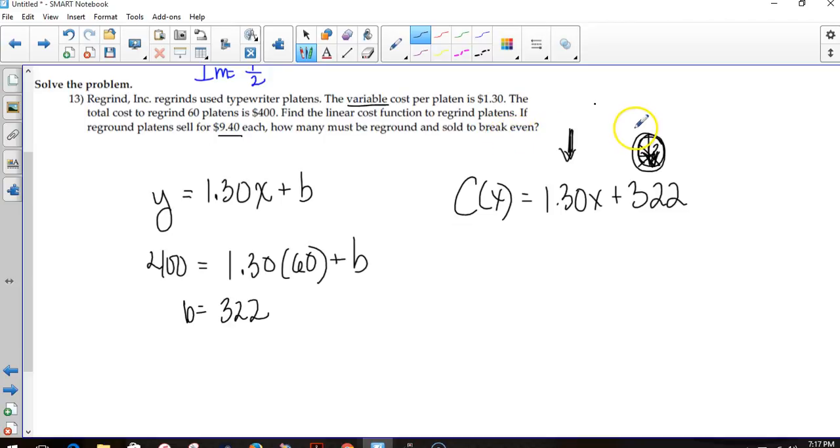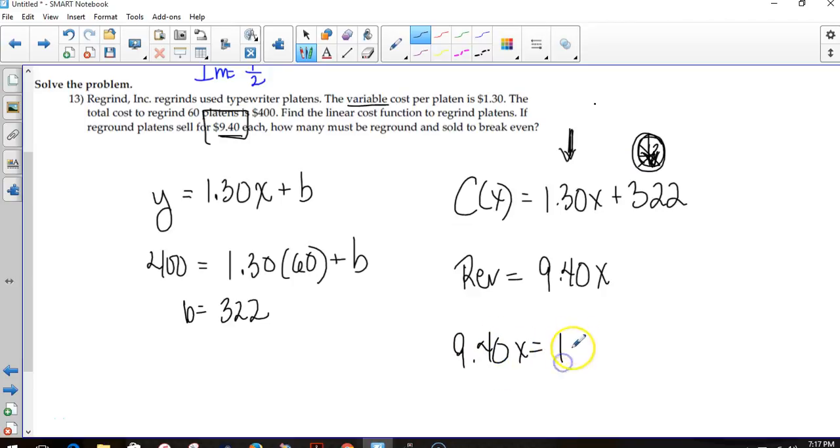So let's say you go into business and then you decide you have to get out. How many platens would I have to regrind and sell for $9.40 if I was going to break even, so I didn't lose any money, but I didn't make any either? And so my revenue is $9.40 for each one that I sold. Same number, right? Because for every one I make, I'm hoping to sell them. So where are these the same? Where will these two things intersect?